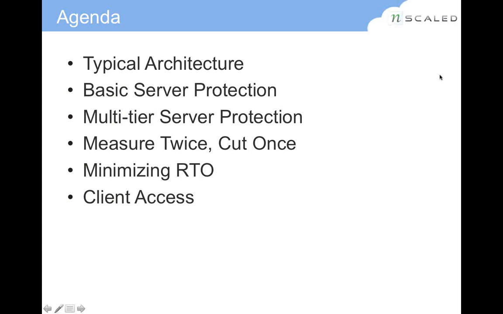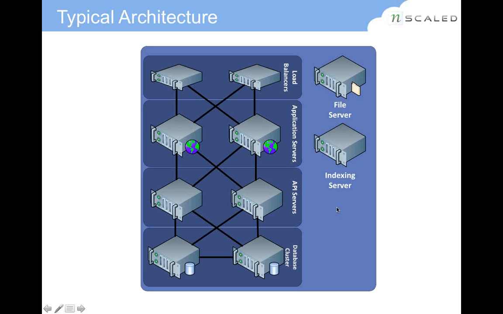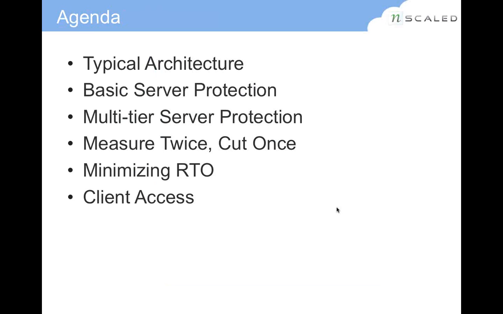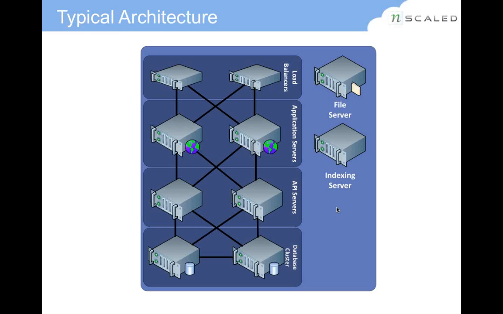And so you might have a database layer, an application or an API layer, a web layer, you might have an indexer or a file server. So that's basically the overview of what the architecture is. And so what we'll talk about today is how do you protect these? How does DR work with these kinds of complex systems? And why is it important to look at these? Why is it important to give extra attention to these?